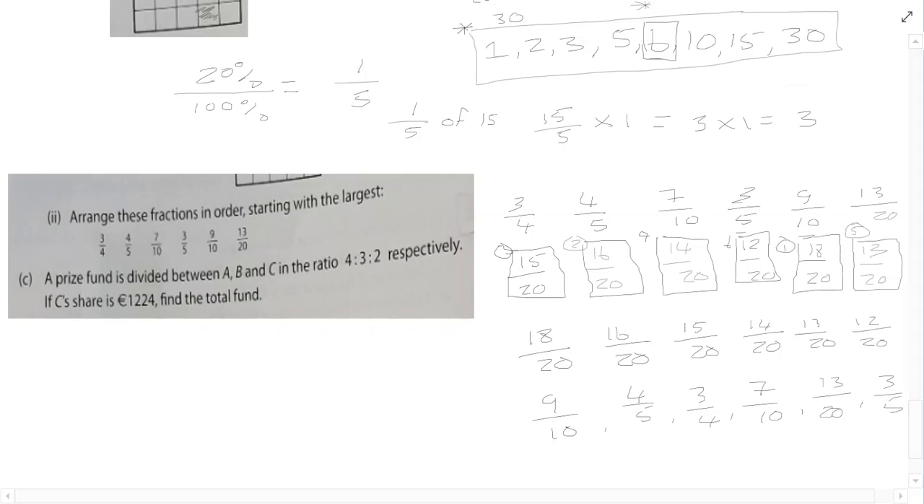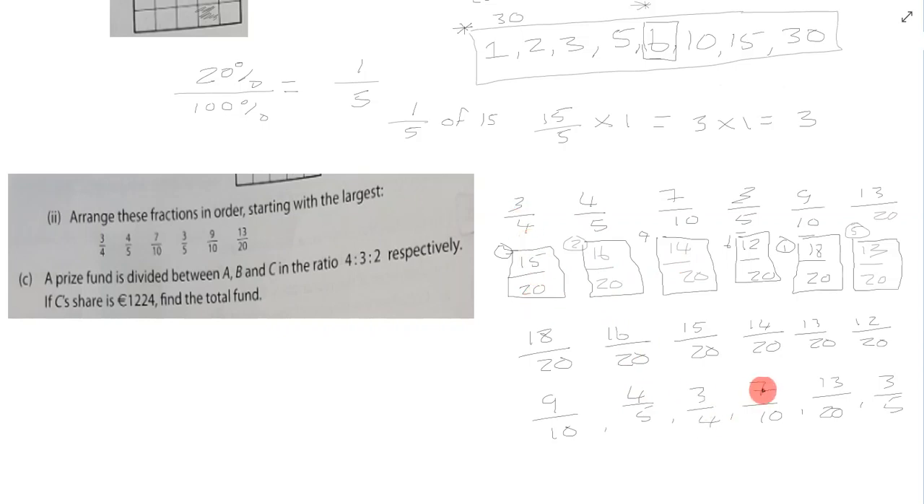So what we've done is we've just arranged them. These are the fractions we started off with. We changed them so that they had the same denominator. Then we've arranged them from largest to smallest, and then we've arranged the original fractions that we started off with from largest to smallest. So the first one is 9 over 10, which is 18/20ths. So 18/20ths is there, and that's our 9 over 10, so we put that first. The second one is 16 over 20, which is 4/5, and we put that second. The next one is 15 over 20, which is 3 over 4, which is why we put this here.